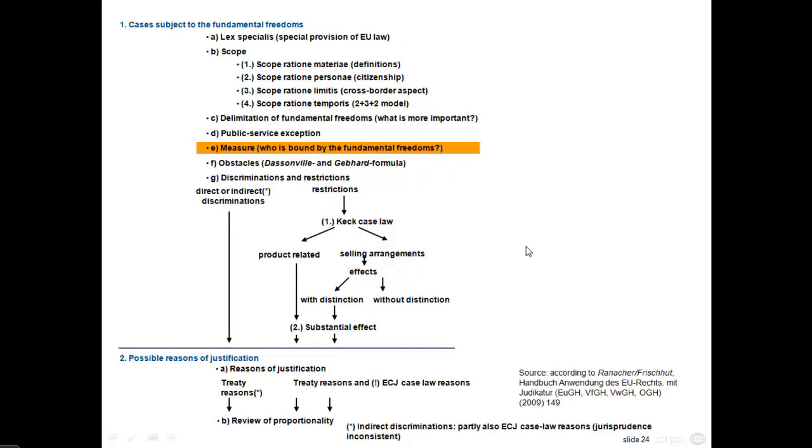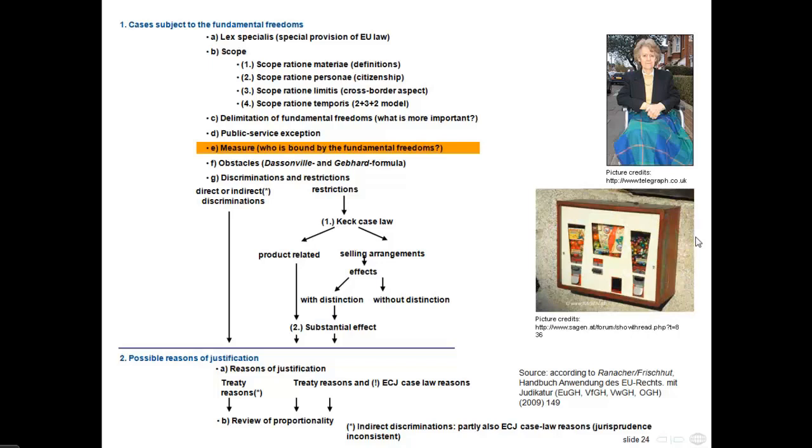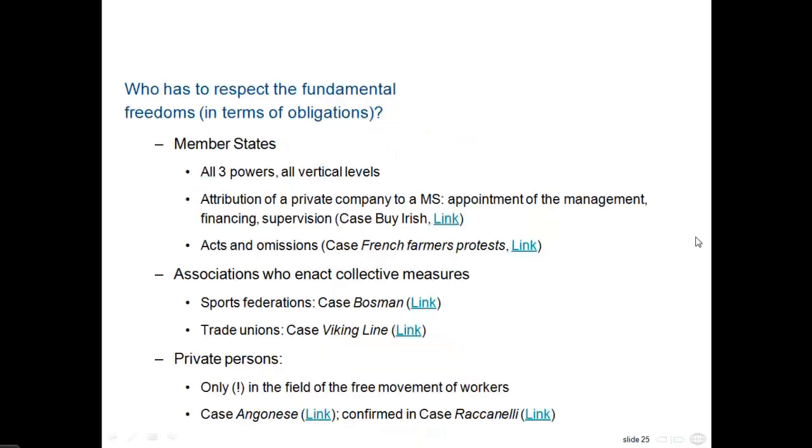Now, who is bound by the fundamental freedoms? Or, in other terms, what is the national measure in this case? From the perspective of the citizen trying to benefit from the single European market, this will most likely be the member state trying to protect its national market from goods, services, workers, and so on from other member states. Coming back to our preliminary examples. For example, the refusal of the British authorities to reimburse the medical costs of Miss Watts's surgery in France, or the Austrian law not allowing to sell unpackaged chewing gum from vending machines would be qualified as the national measure in these cases.